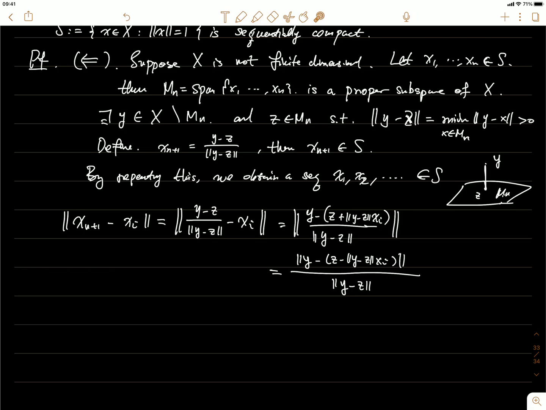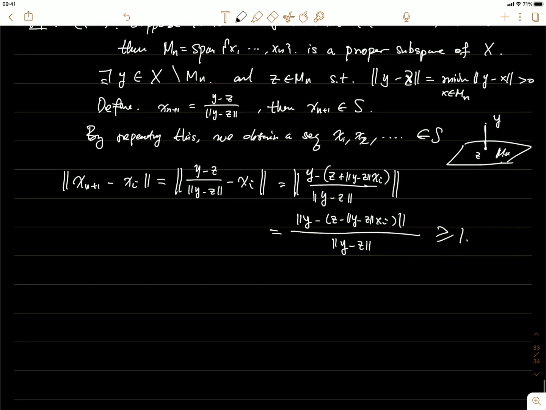I know that the numerator must be bigger than the denominator because this is actually the distance between y and Mn. And this must be greater than or equal to the distance, since this is the point in Mn. Okay, so that tells me that this must be greater than or equal to 1. So I show that this is greater than or equal to 1 for any i from 1 to n. Okay, for every one I got, its distance to any previous point is bigger than or equal to 1. So this is how I got this sequence. And there's no way that I can get a convergent subsequence because the distance between any two points in this sequence is bigger than or equal to 1.